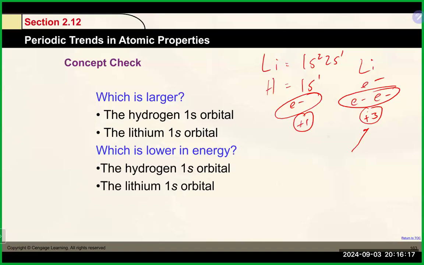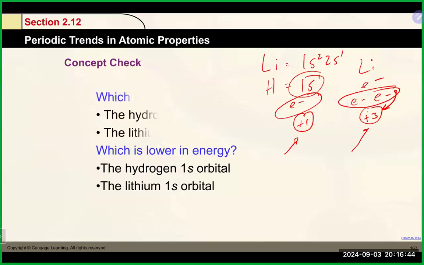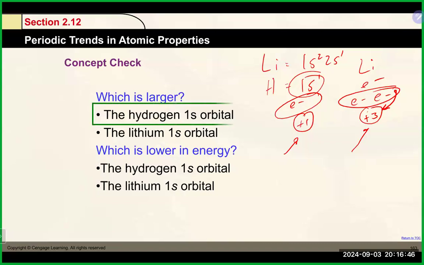Again, it's +3 versus +1. That's going to make the 1s orbital come on down closer, right? That is also going to move everybody in closer, which means the overall size should be smaller, right? That means our 1s electron in our hydrogen won't feel as strong of a pull, so it'll keep a little further distance and should be larger. So hydrogen's 1s orbital should be larger.